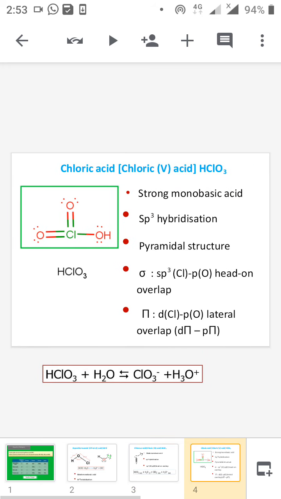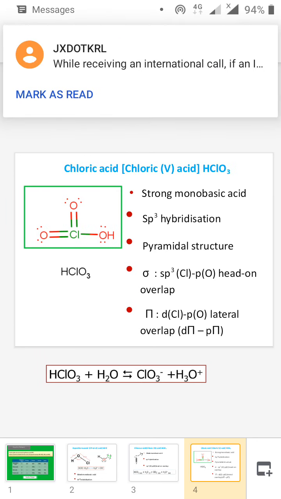And next is chloric acid, in which the chlorine exists in the +5 oxidation state and the molecular formula is HClO3. And here also there is one OH group attached to the chlorine atom. That's why it is a monobasic acid.